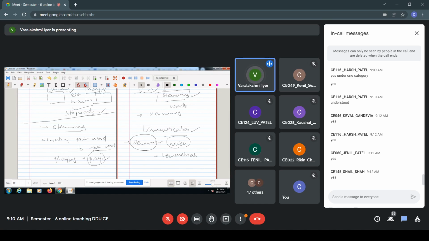Lemmatization is also similar to stemming. It performs the same operation, but it will give better results. For example, for playing, stemming possibly will give you "playi" as an output, but a lemmatizer might give you "play" as an output. It will give you a better result. That is the main idea.